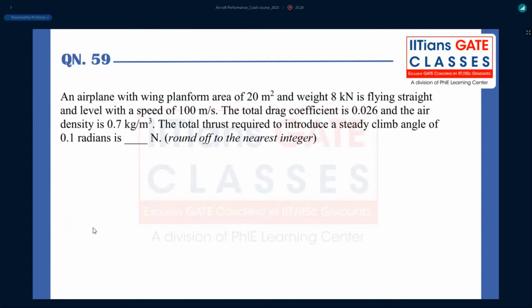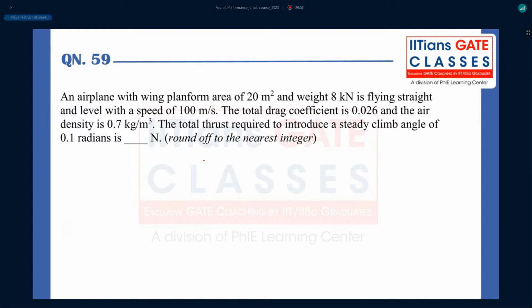Next. Question number 59. An airplane with wing planform area 20 meters square and weight 8 kilonewton is flying straight and level with a speed of 100 meters per second. The total drag coefficient is 0.026. Air density is 0.7 kilogram per meter cube. The thrust required to maintain steady level climbing at an angle of 0.1 radians is dash.